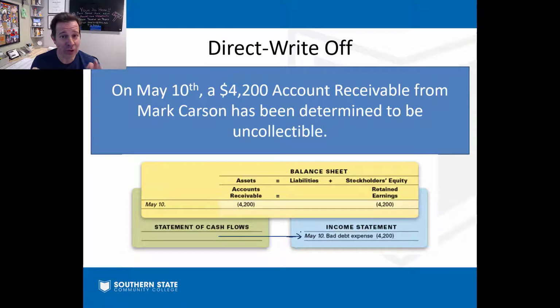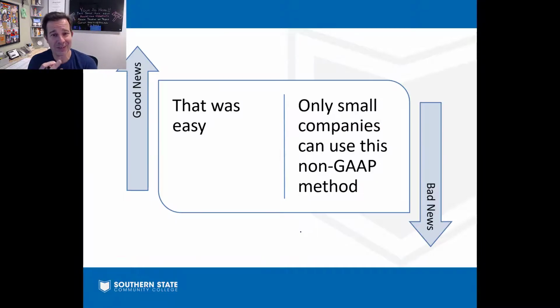What we love about the direct write-off method, boy, that's easy, right? We just wait until they prove they can't pay, or we know they're not going to pay, and then we write them off. We don't have to do anything until we're sure they're not going to pay. Super easy. The only problem, the bad news here, is we can't do the direct write-off method under GAAP accounting. And most all larger businesses are using GAAP accounting. Okay? And so really just small businesses are the only ones doing the direct write-off method.